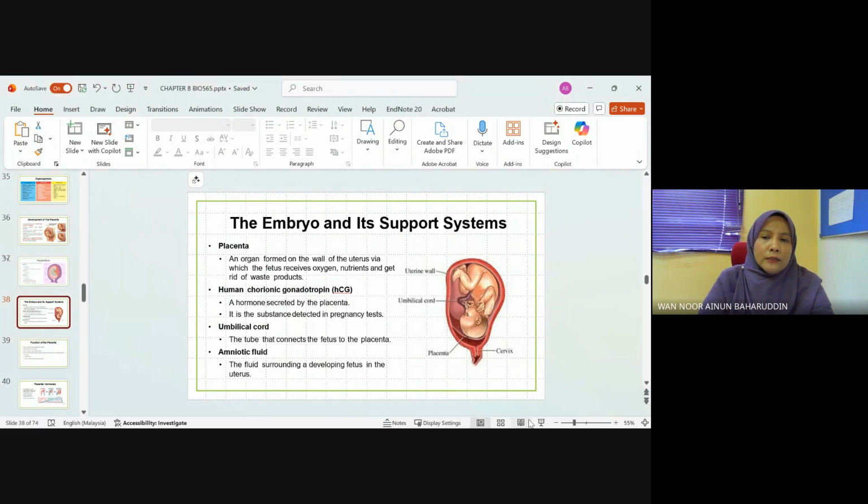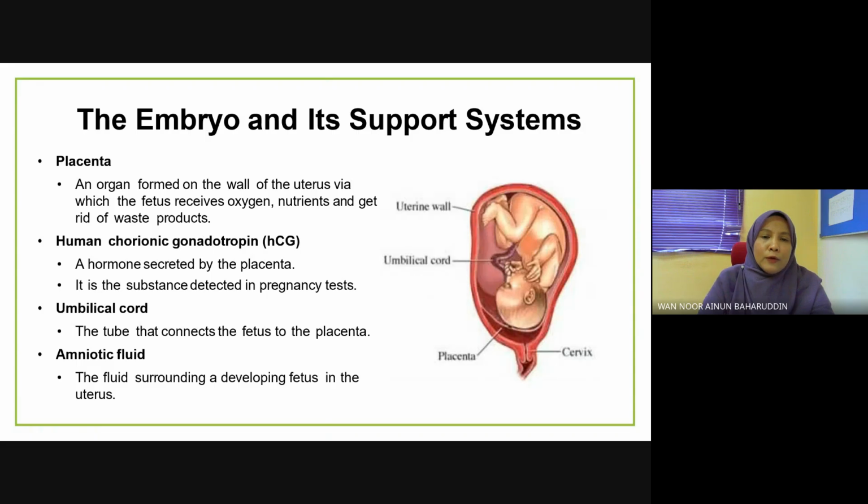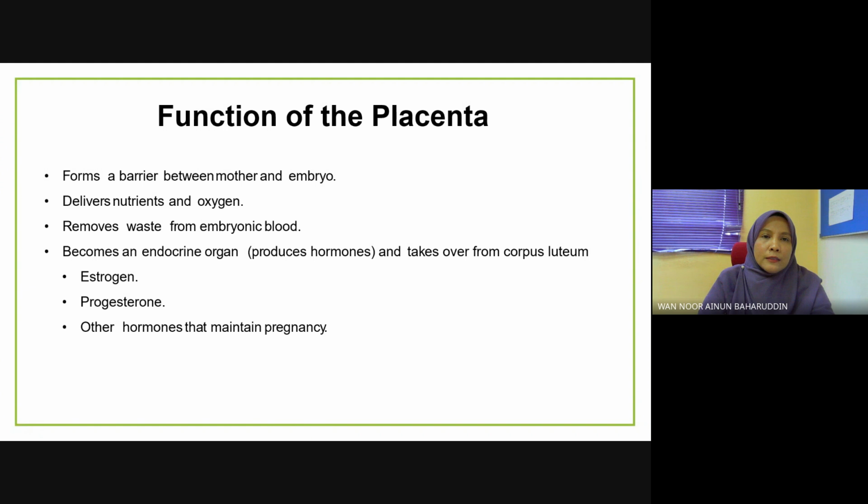So we continue again. What are the functions of the placenta? It can form a barrier between mother and embryo, delivers nutrients and oxygen. It can remove waste from the embryonic blood and can become an endocrine organ, meaning a hormonal organ that can produce hormones, and it takes over from the corpus luteum. Usually for the female, the corpus luteum can produce or induce the production of hormone.